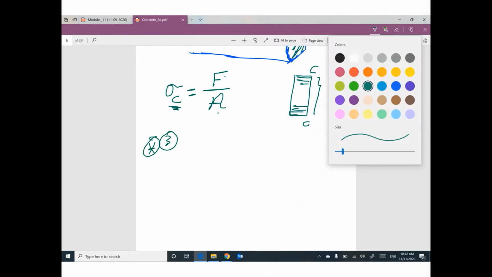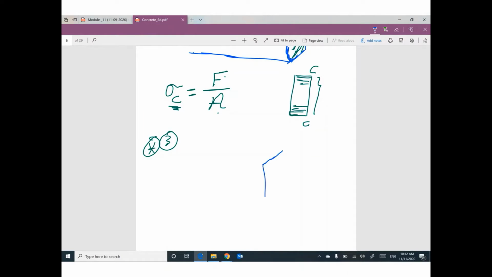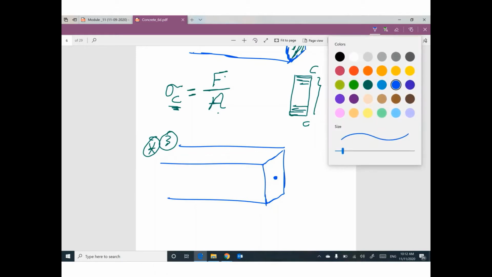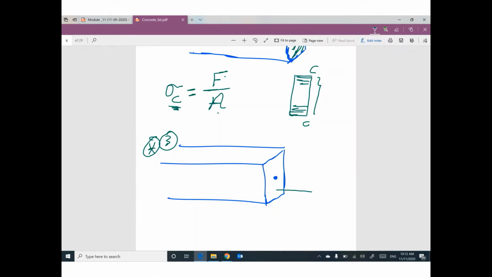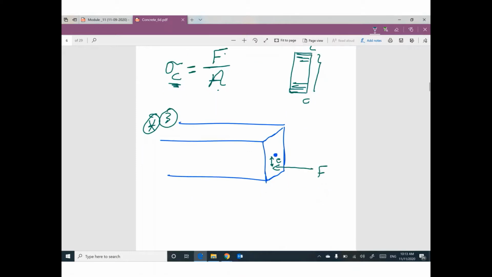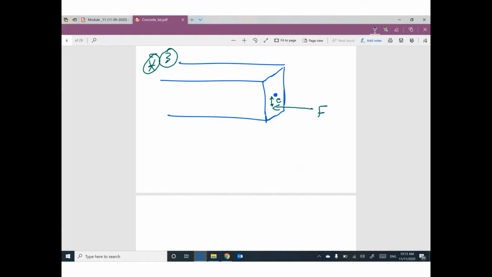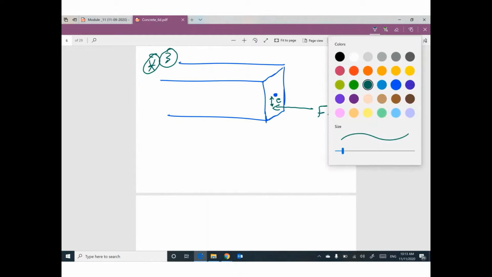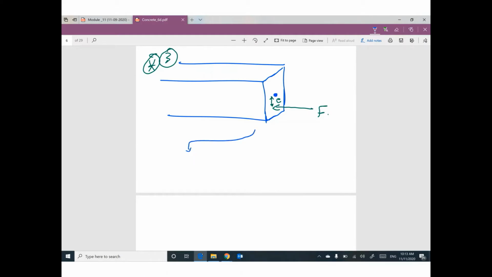What will happen if this beam has a centroid here and your compression force F at distance or eccentricity E? The applied compressive force is not at the centroid of the cross section. No, we have eccentricity E. That means this beam by superposition can be like this.